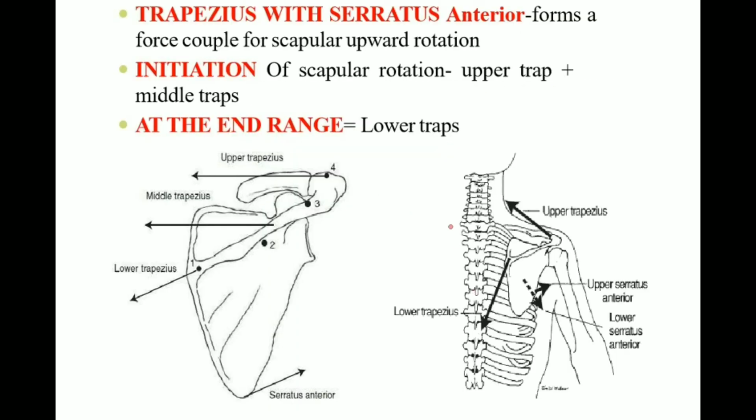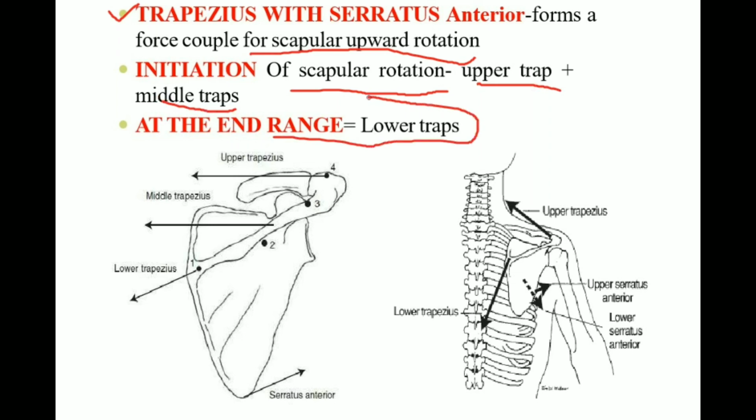You can see the same thing here in the diagram: the force of contraction of the trapezius and serratus anterior muscles. The trapezius with the serratus anterior forms a force couple for scapular upward rotation. Initiation is done by the scapular rotators, that is the upper trapezius and middle trapezius. At the end of the range, our lower trapezius works in a more prominent way. This is how the force couple is balanced, and we get the upward rotation of the scapula.